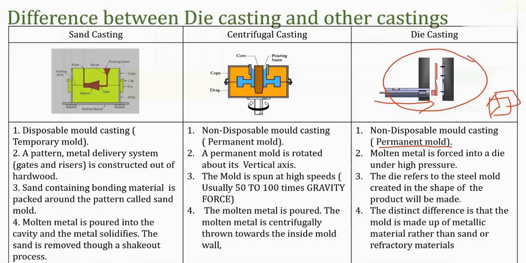So the major differences between die casting and the other two castings are, first, we pressurize the molten material instead of pouring it, and second, the die is made of metal rather than sand or any refractory materials. So this is the difference between sand, centrifugal and die casting.